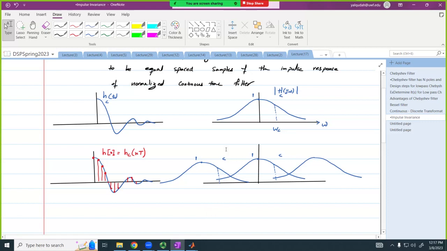Now, if I plot this against omega, what is this point going to equal to? If this is W, what is this going to be? Omega s, the sample frequency. So this is going to be at omega s, at 2 omega s, at 3 omega s, and so on and so forth. So this is at omega s, 0, negative omega s. And this continues like this.